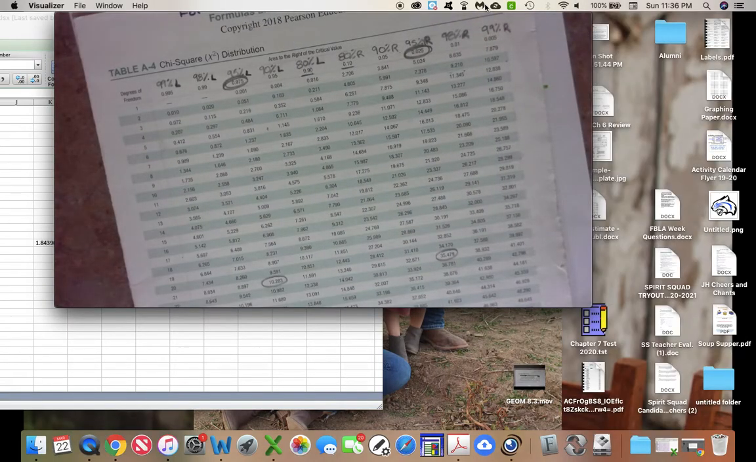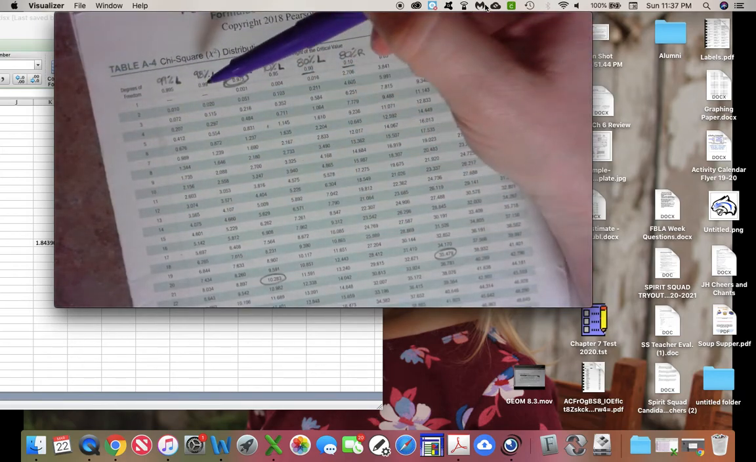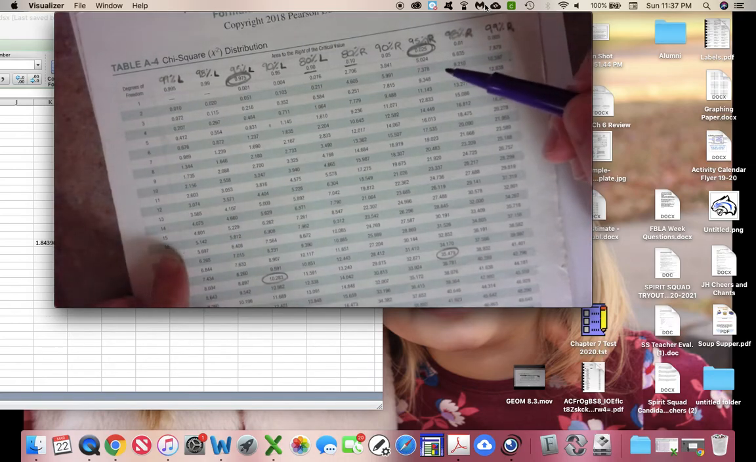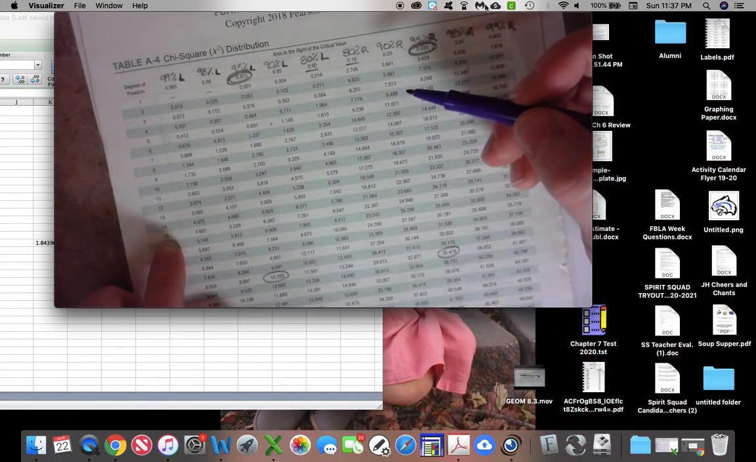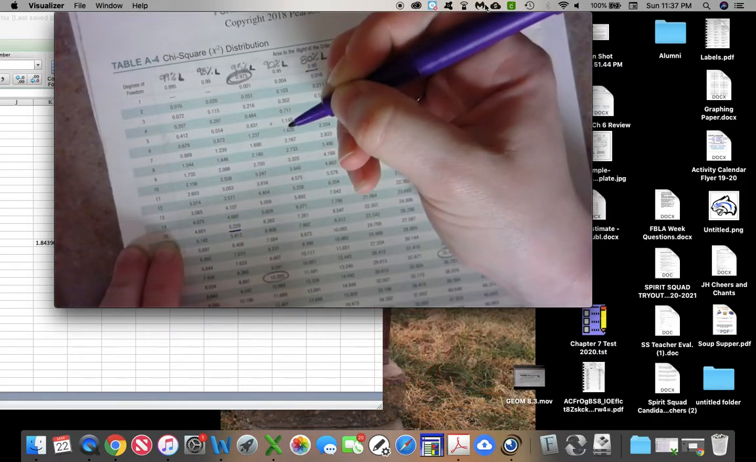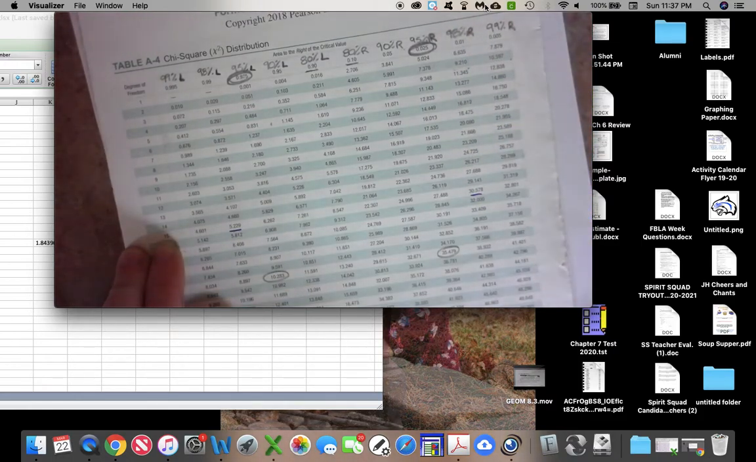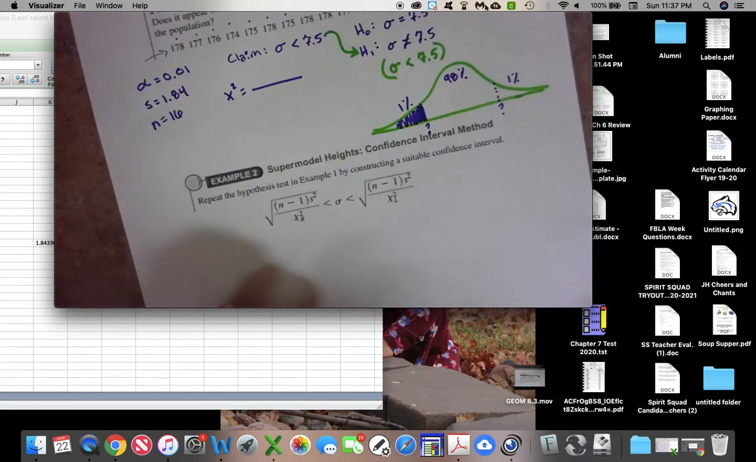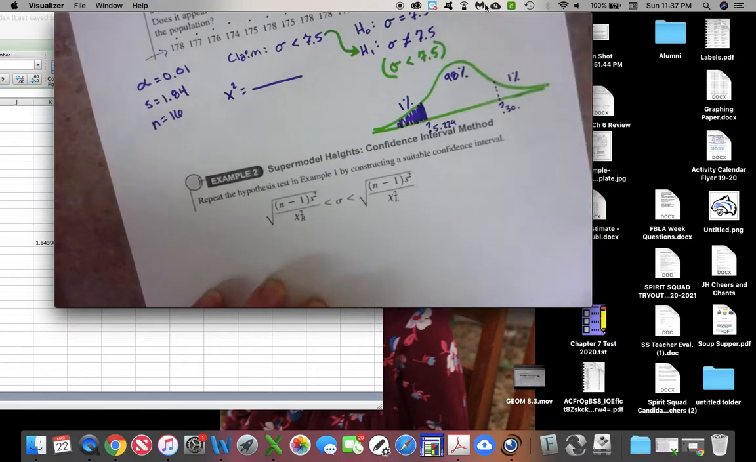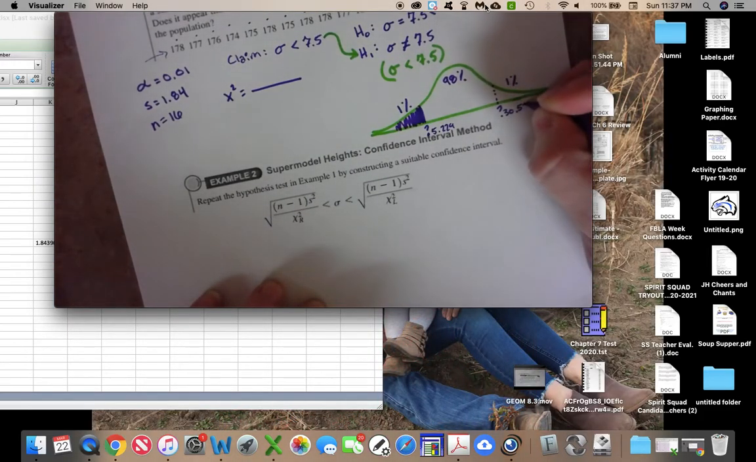So what we need to look at is degrees of freedom, and then we need to look at 98%. So each one of those, 98%. Since we have 16 people, our degrees of freedom is going to be 15. So we're looking at that one. And 98% is going to be 5.229 and 30.578. Those are going to be the two numbers that we're comparing against.